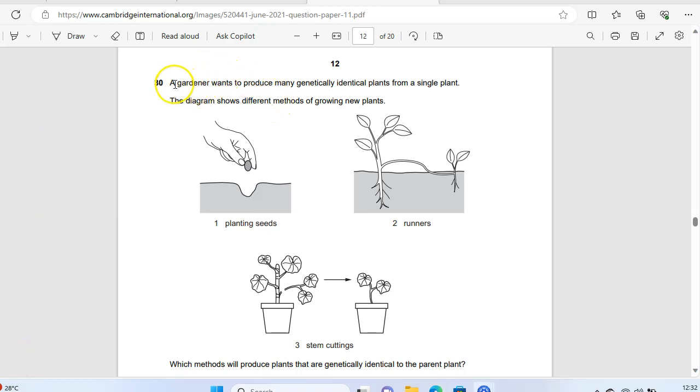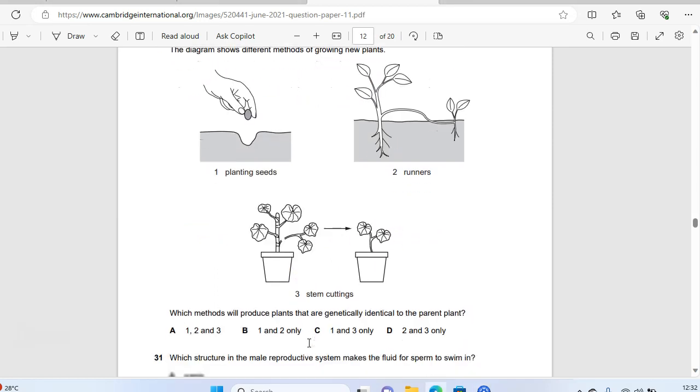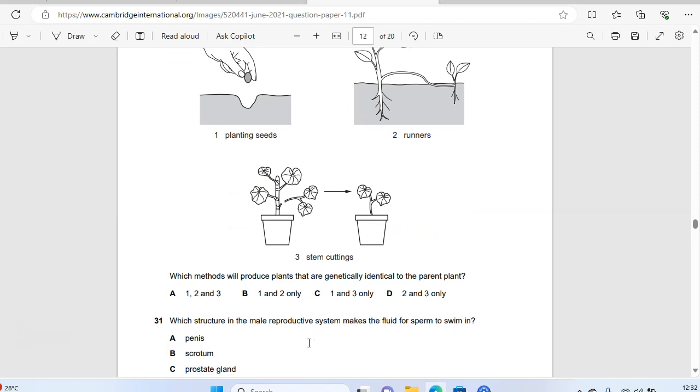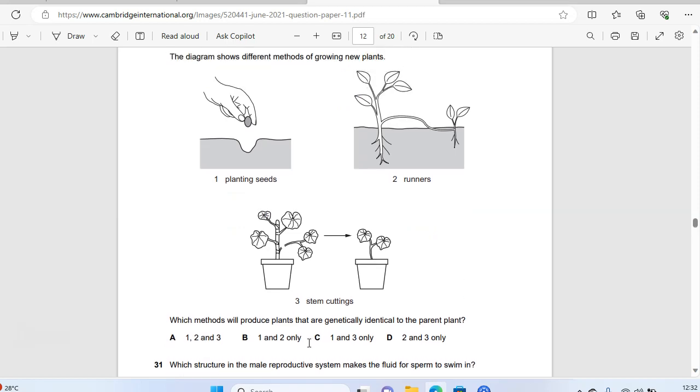Question number 30. A gardener wants to produce many genetically identical plants from a single plant. The diagram shows different methods of growing new plants. First, you can see planting seeds. Second, runners. And third, you can see the stem cuttings. Which method will produce plants that are genetically identical to the parent plant?